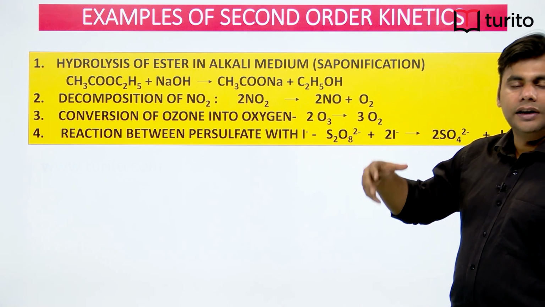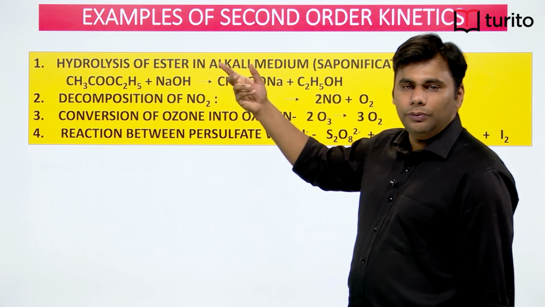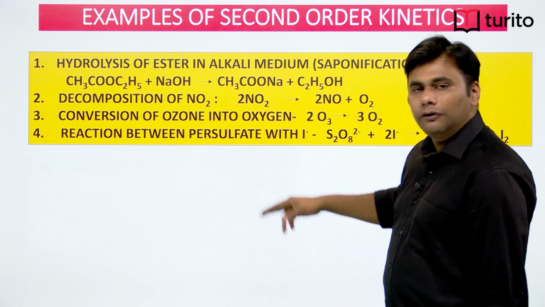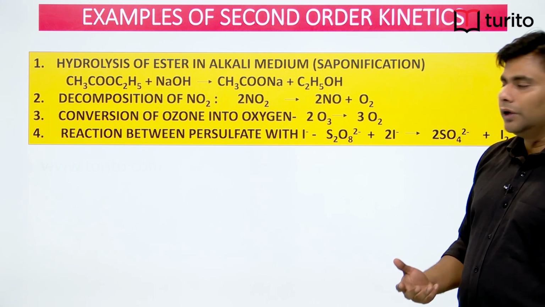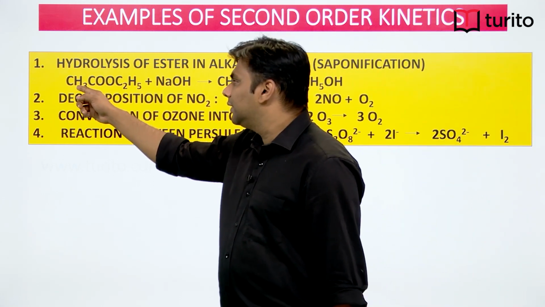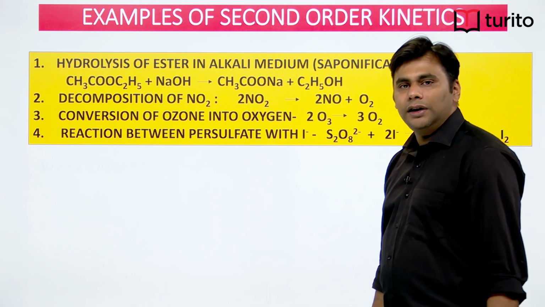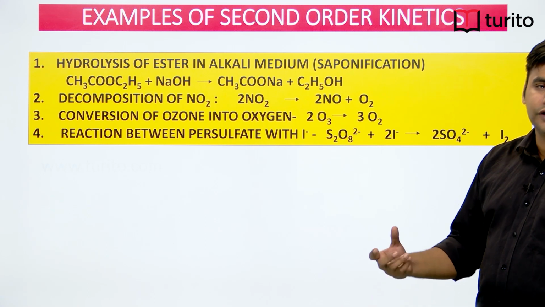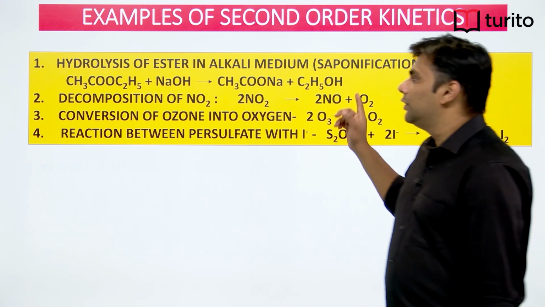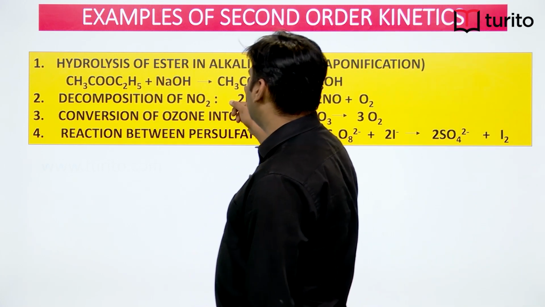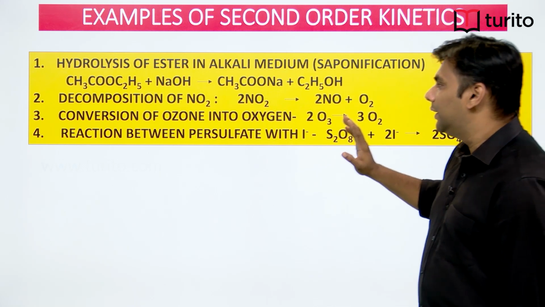Saponification is basically the formation of soap. Whenever you are taking a very big carbon chain group, the sodium salt of the carboxylic acid containing a very big carbon chain is called a soap. So if the R group over here, that is this methyl, instead of methyl is a very big alkyl group, the product formed would be the sodium salt of that fatty acid. So basically that will be called a soap. When you hydrolyze the ester in basic medium, we will form sodium acetate and ethanol. So this is an example of second order kinetics.